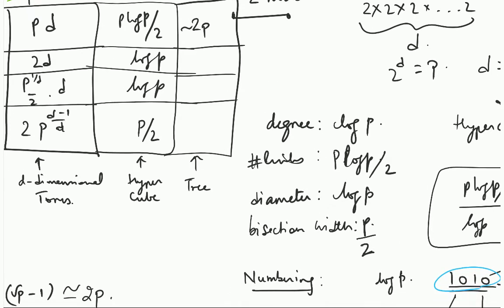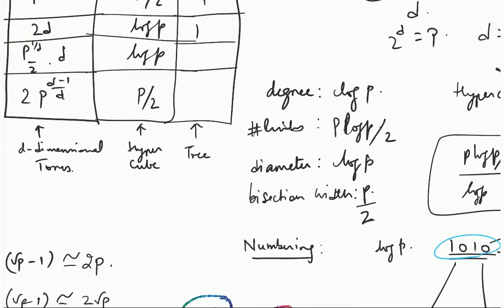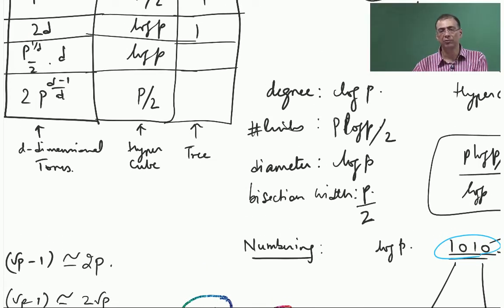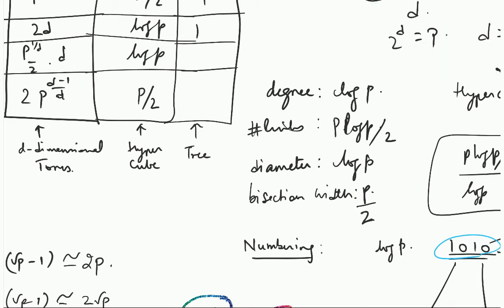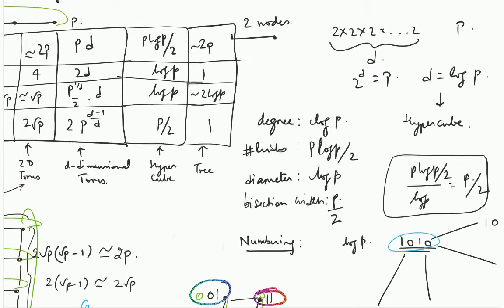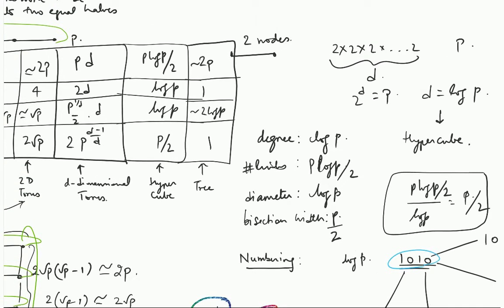Then what is the degree? Well, degree is 1. What is the diameter? You need to go from a leaf all the way to the root and then come back all the way to a leaf, so that is roughly about 2 log p. And the bisection width, how many edges do you need to remove? 1. You just remove one edge and you're done. So the features of a tree don't look that great, but it's a very simple network.